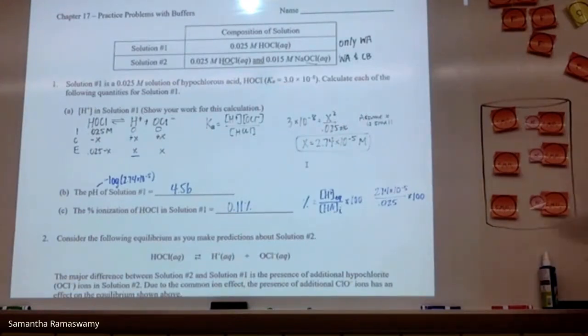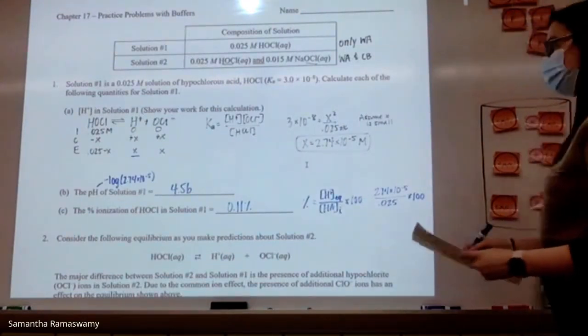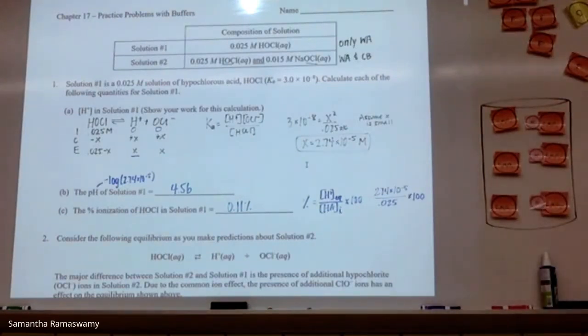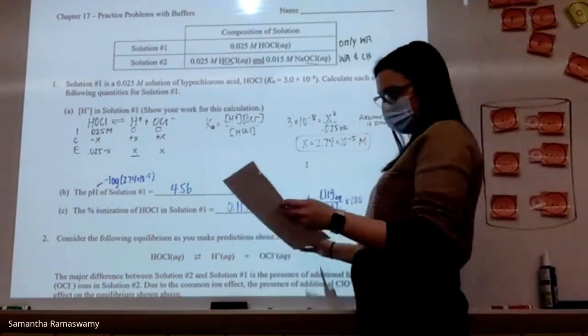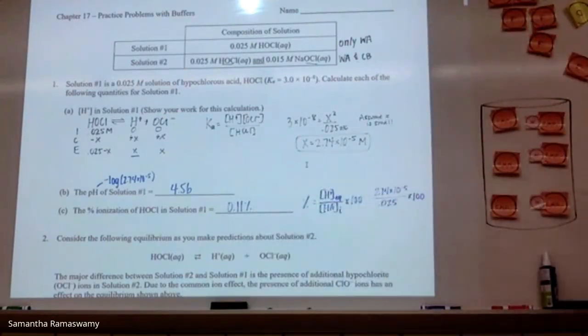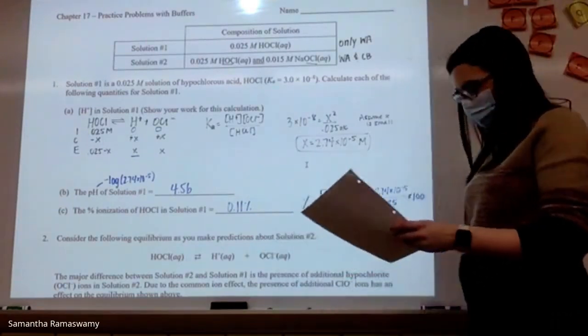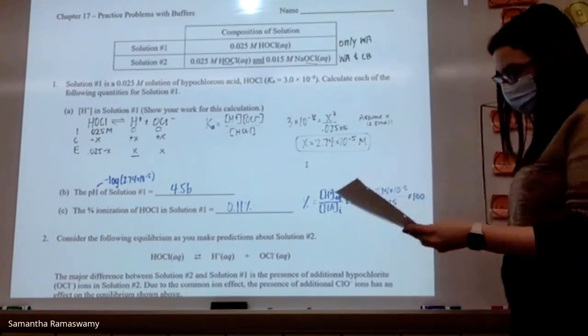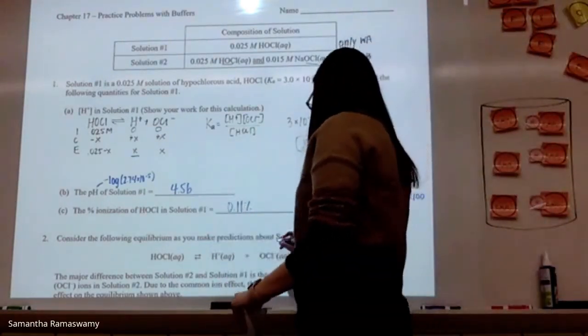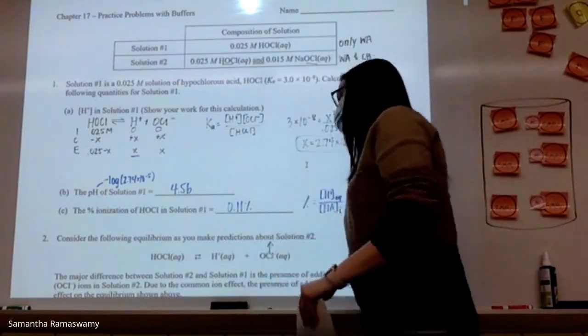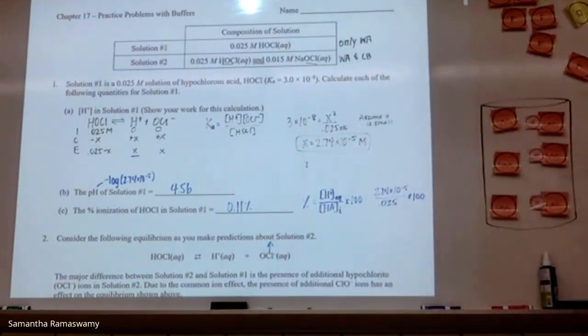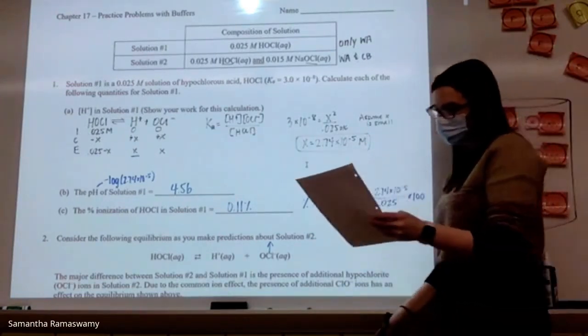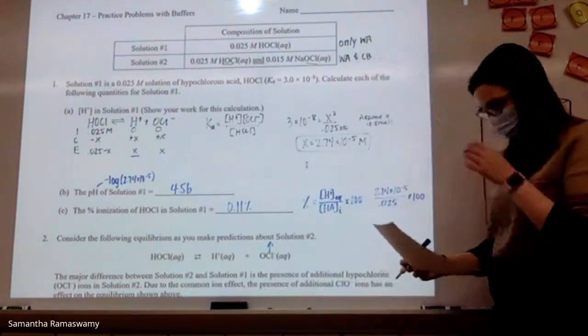Then if we look at number 2, consider the following equilibrium as you make predictions. We have the weak acid at equilibrium. It says the major difference between solution 2 and solution 1 is the presence of additional hypochlorite ions in solution 2. Due to the common ion effect, the presence of additional ClO- ions has an effect on the equilibrium shown above. Let's think about this, and then I'm going to have you answer questions A through D. See if you can answer them. We'll go back, we'll check, we can change answers if needed.